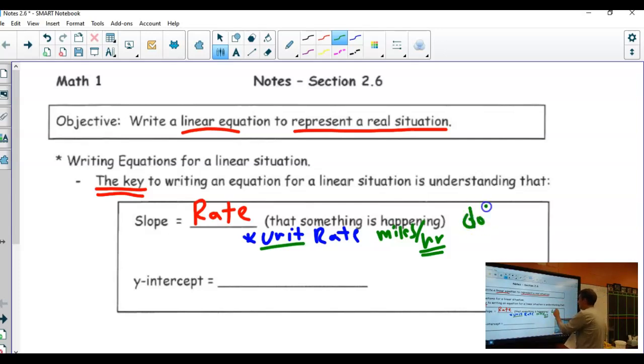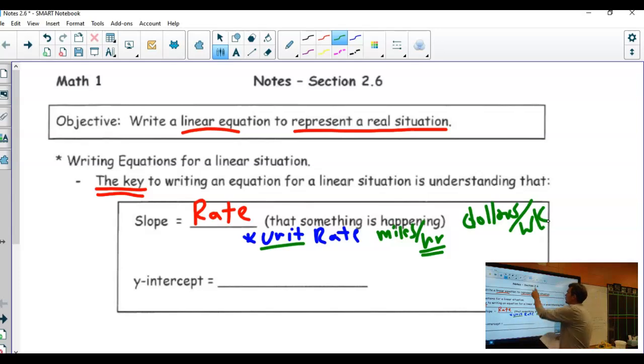Or maybe how many dollars you earn per week. If you make $500 in 10 weeks, that's not a unit rate. But when you divide it, 500 divided by 10, and you get $50 per week, now it's a unit rate because it's per 1 unit, 1 week.